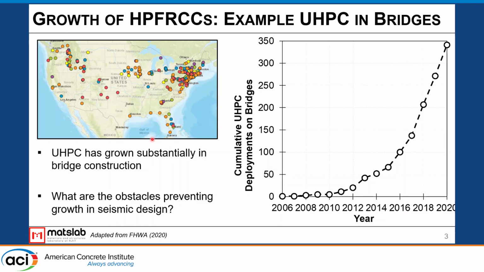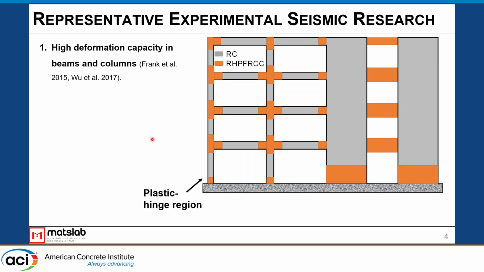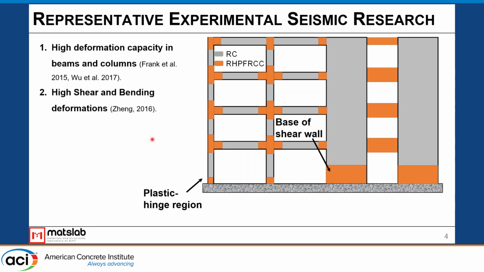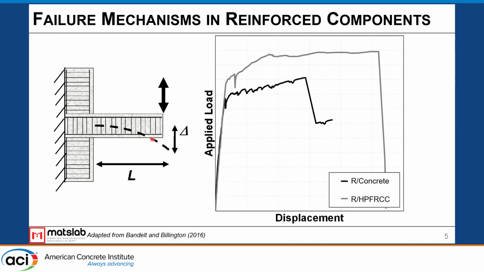So I'd like to talk about some of the challenges that exist in that space, and some opportunities we have to better understand how to design buildings with these materials for seismic design. These systems have been investigated in a number of applications, mostly in regions where you need to dissipate damage that may occur within a building frame: plastic hinge regions, where we expect lots of damage in beams and columns; areas of high shear and bending; and locations to reduce transverse reinforcement requirements or operate as structural fuses. All of these are potential applications for these materials.